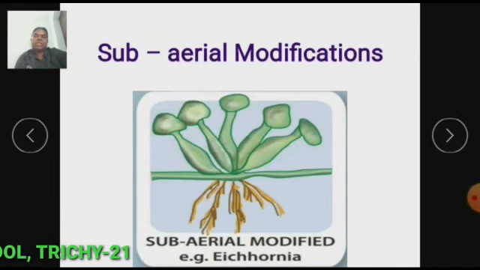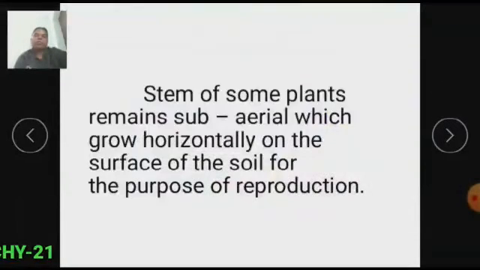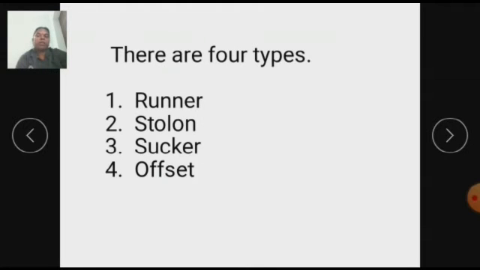Subaerial modifications. Acornia is the example of subaerial modified stem. Stems of some plants remain subaerial, which grows horizontally on the surface of the soil for the purpose of reproduction. There are 4 types of subaerial modified stems. They are runner, stolon, sucker and offset.